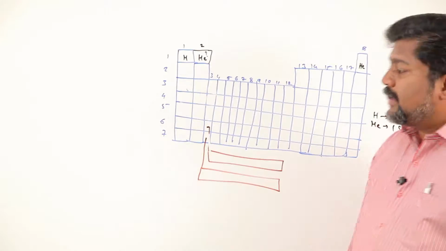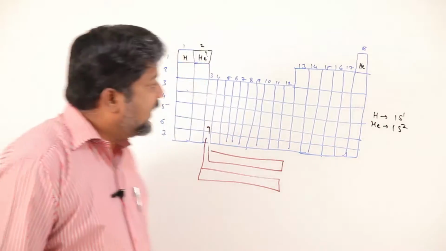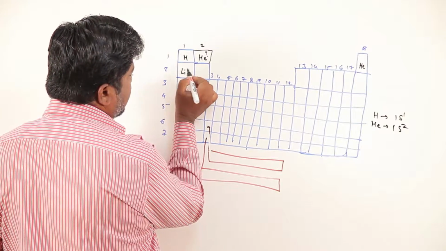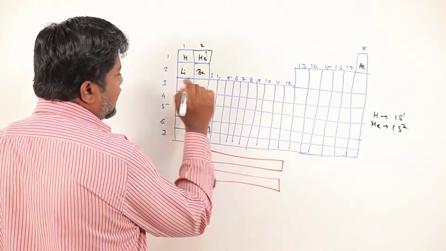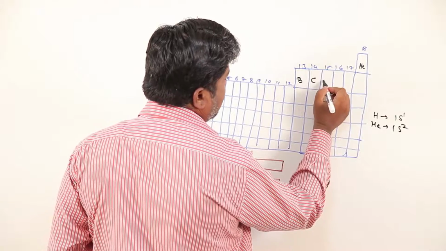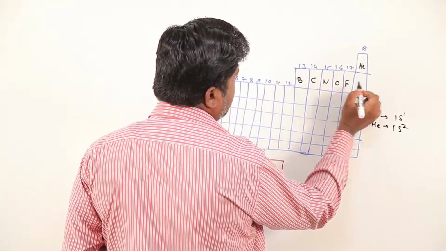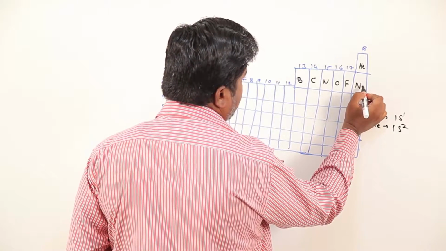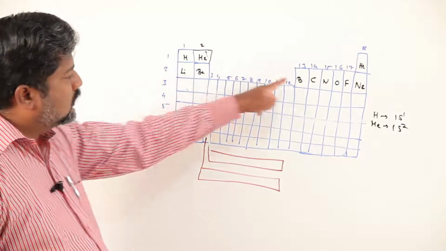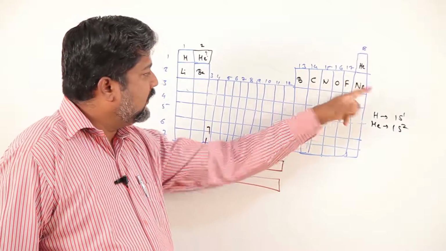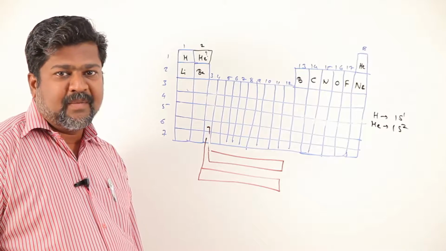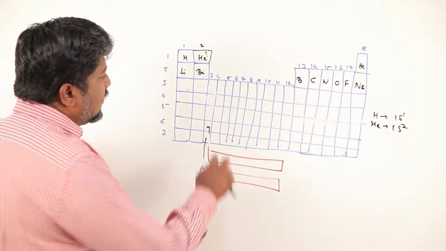Now the second period, you are aware there are 8 elements in the period. They are lithium, beryllium, boron, carbon, nitrogen, oxygen, fluorine and neon. So 1, 2, 3, 4, 5, 6, 7, 8. So there we get 8 elements in the second period.